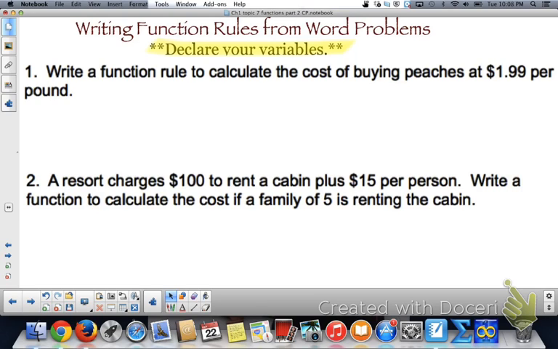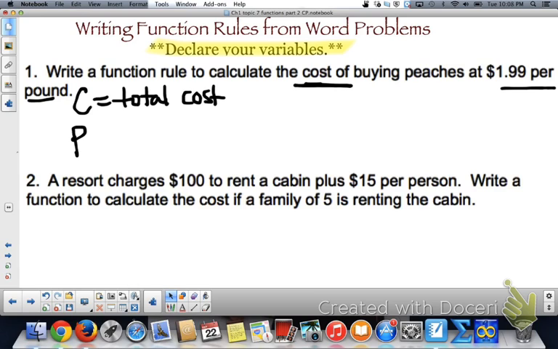Number 1 says write a function rule to calculate the cost of buying peaches at $1.99 per pound. We have two variables here. We have the cost, so let's use C equals total cost. And then at $1.99 per pound, we need to know the number of pounds, and I'm just going to call that P. You can call it X. You can call them Y and X. You can call it whatever you want.